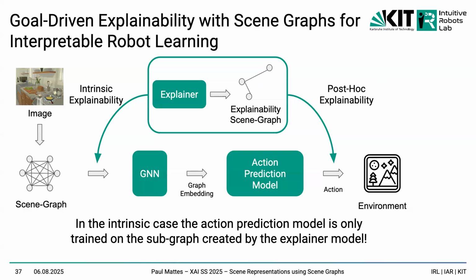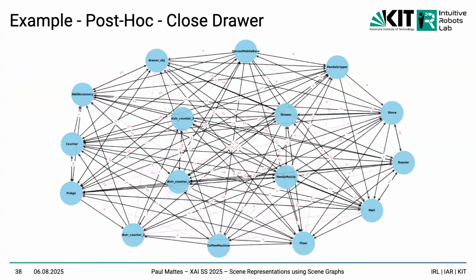Which is again one of the main issues with explainability, because if we increase explainability, usually we decrease performance. And the other way around, if we increase performance, we decrease explainability. Our main goal is to have both at high standards. And in practice, this is one scene graph for a closed drawer task, post-hoc.